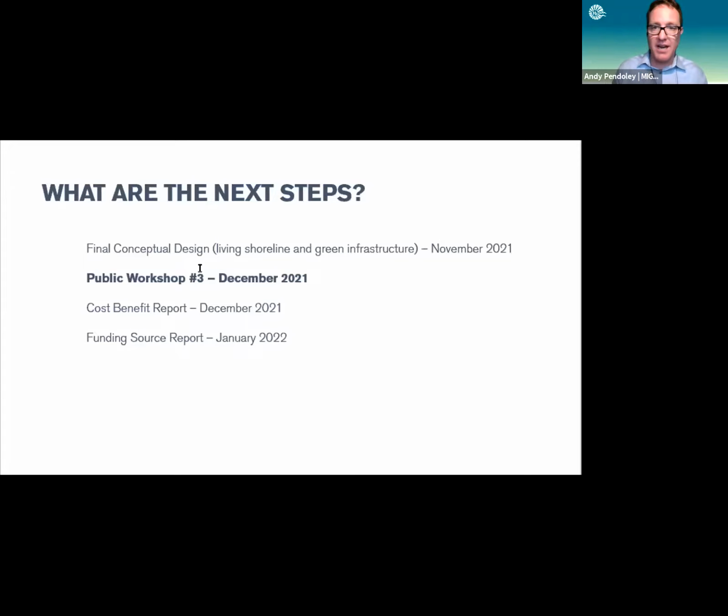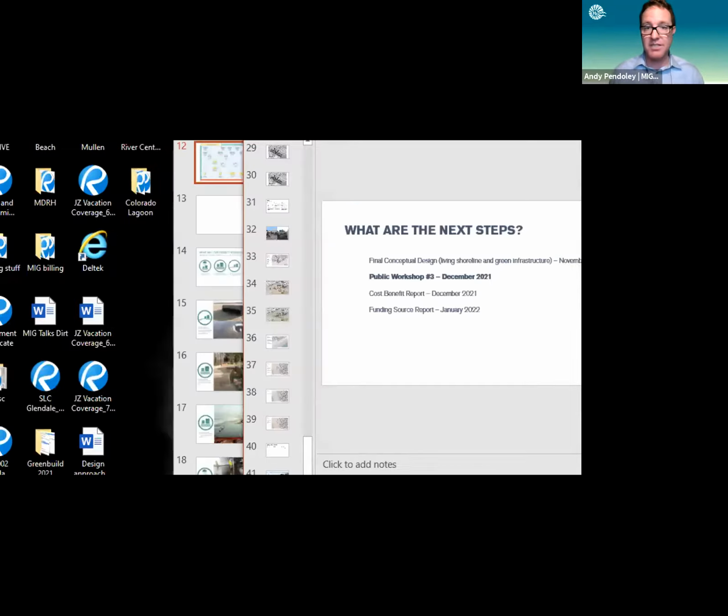Seeing more in the chat about looking at lane configuration options, perhaps considering not making changes to traffic lanes and thinking about other ways to accommodate bikes. So point heard and taken.